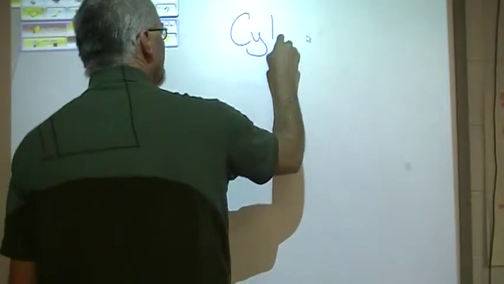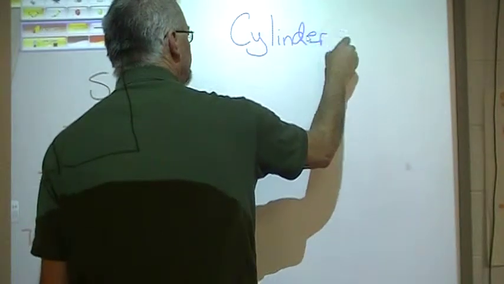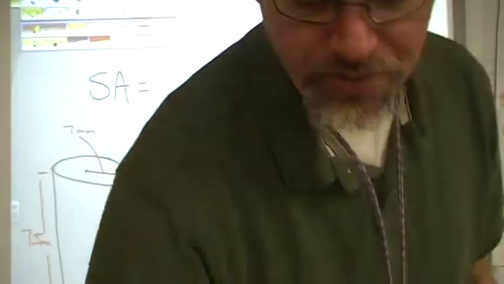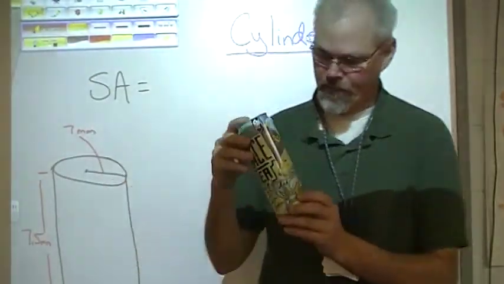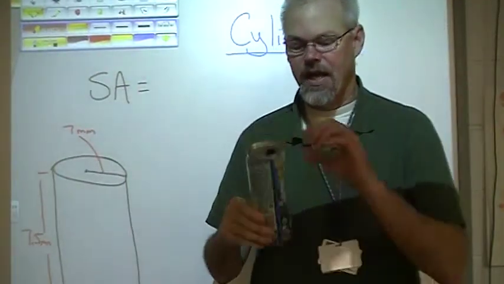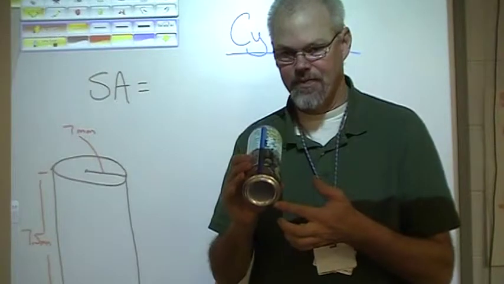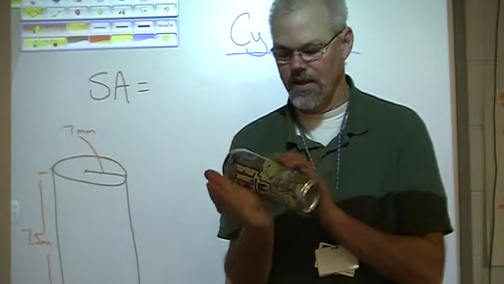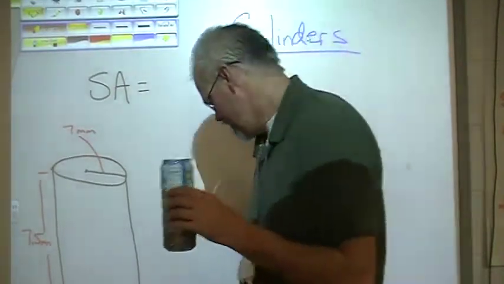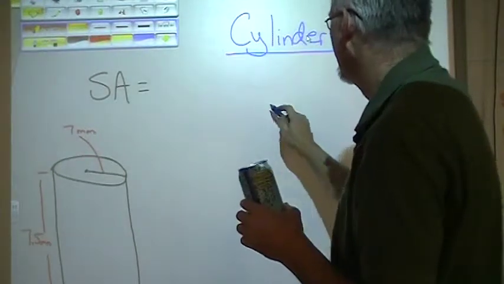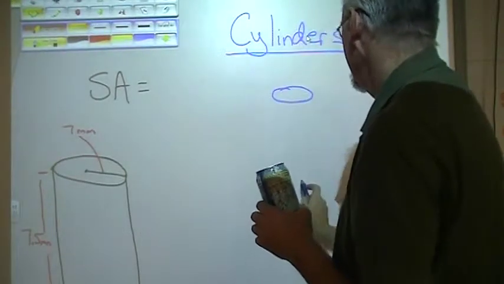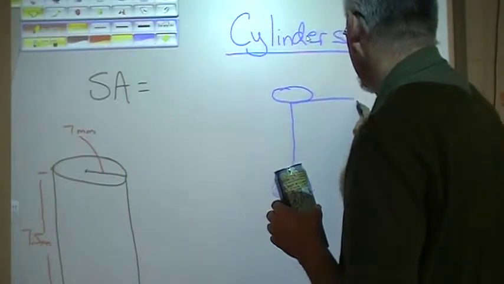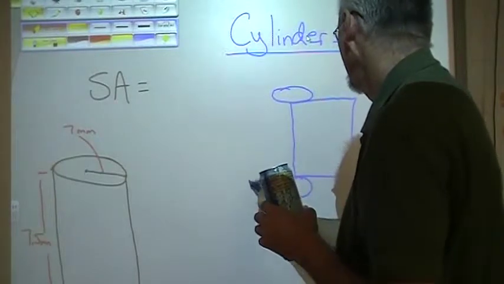Today we're going to talk about cylinders, the surface area of a cylinder. Okay, what is a cylinder? Bang, here's one. It has two circles, a top and a bottom. And if you would unfold this, cut it right here and unfold it, guess what shape you would have? It would be a rectangle. If you split it right down the middle and unrolled it, it would end up being a rectangle.